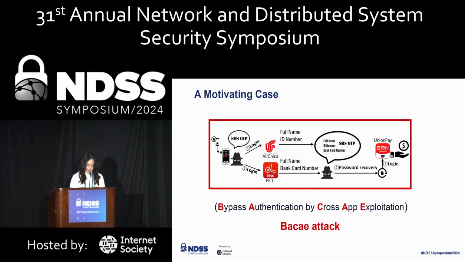As shown in the motivating case, an attacker who can only access SMS OTP aims to bypass the strong PaFA of the UnionPay app that requires bank account number, ID number, phone number, and SMS OTP to transfer money from the victim's bank account. With fewer authentication factors than the app designed, an attacker can bypass authentication by cross-app exploitation. We call this BACKIE attack.